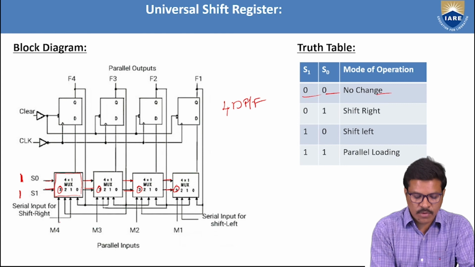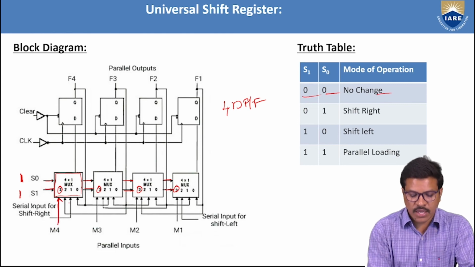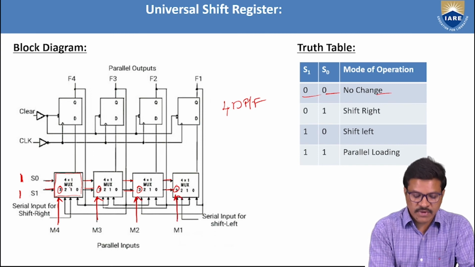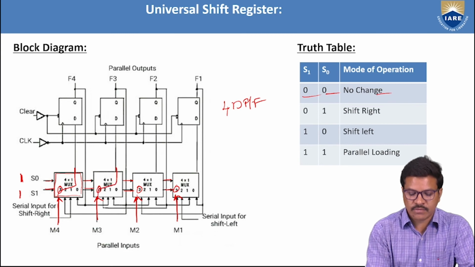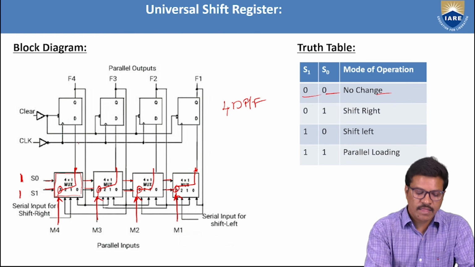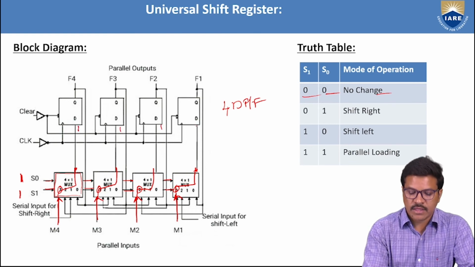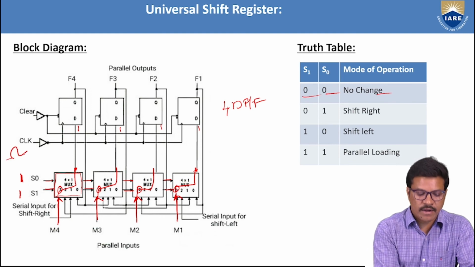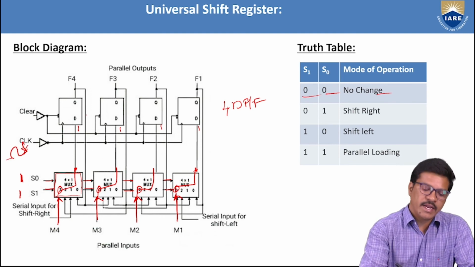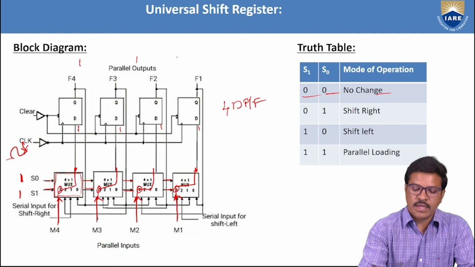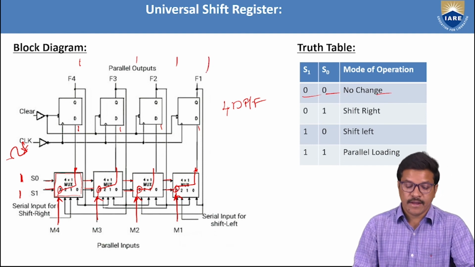When the third inputs are enabled, M4 is directly available here, M3 directly available here, M2 directly, M1 directly available here. This will pass to the output in the muxer when S1, S0 is 1, 1. So the data is available directly here. That data, for example, all 1s. When the clock is applied, immediately the data will be collected at the output.